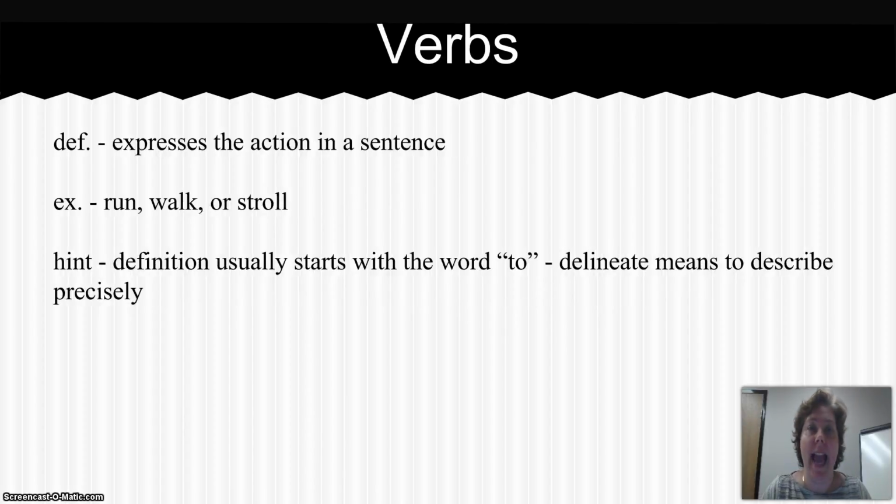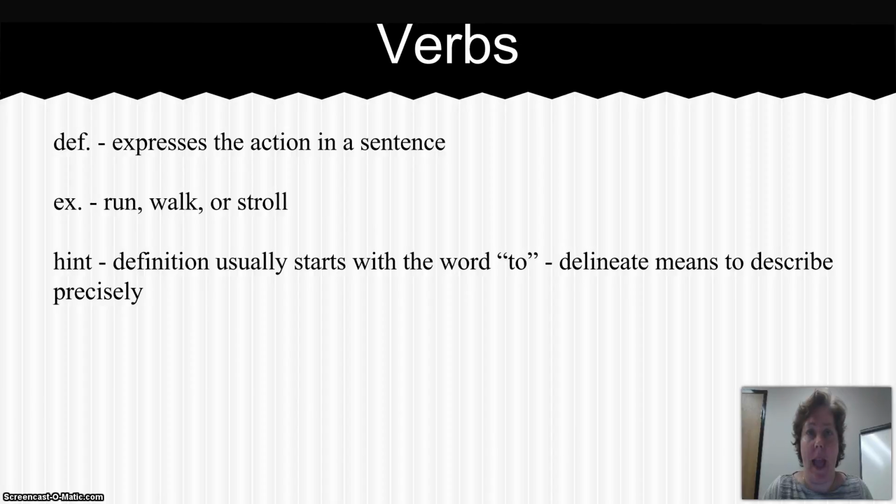Verbs express the action in a sentence. They're actions, things we're used to like run, walk, stroll. Now verbs can also be verbs of being, things like am, is, are, was, were. Be, being, been, those things. Those are called linking verbs or helping verbs. But they're verbs too, but the verbs we want to focus on are the action verbs.